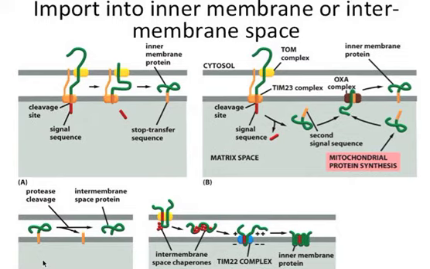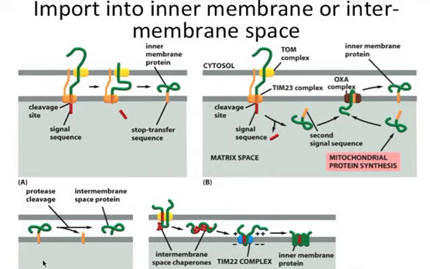And usually what happens is you'll have import all the way through, so in through Tom and Tim into the matrix, and then you'll get cleavage. So this is a membrane protein. You'll get cleavage of your signal sequence, but you'll also have a stop transfer sequence, and that'll get moved over into the membrane, and then it'll finish getting pulled in through Tom. So that's how it ends up being an intermembrane protein.